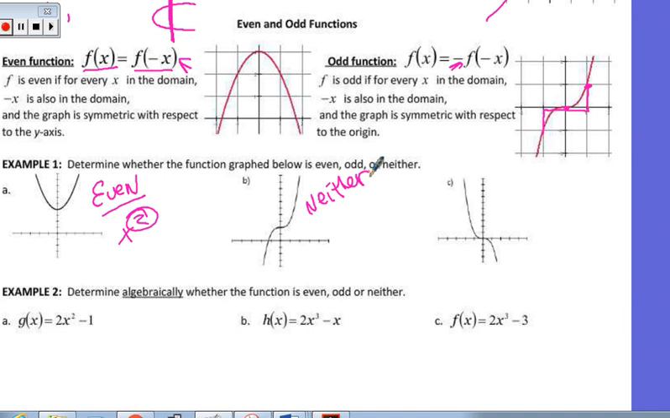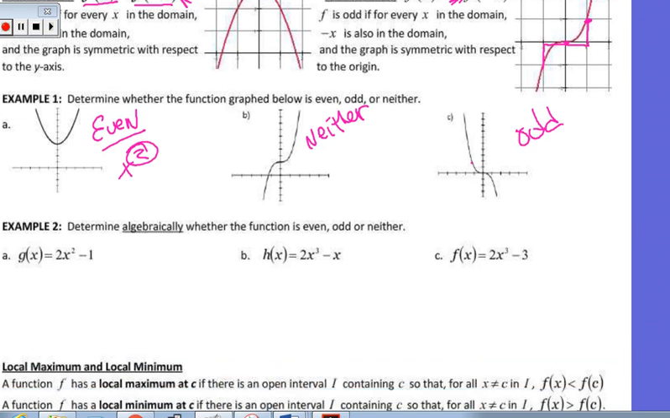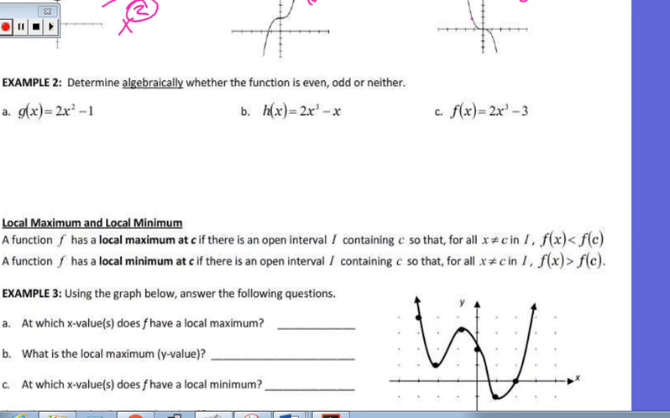As far as C goes, also we are not symmetric to the y-axis because there's no matching point over here. However, if I go up and then I have to go over 1.5 and up, I am matching over here. So this one would be considered odd because it's symmetric through the origin. Looking at these algebraically now, again, the first thing you want to do is find g of negative x.